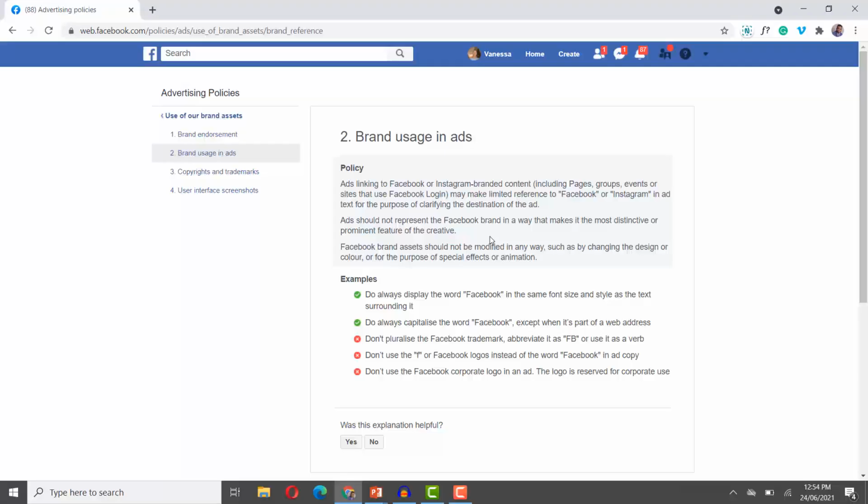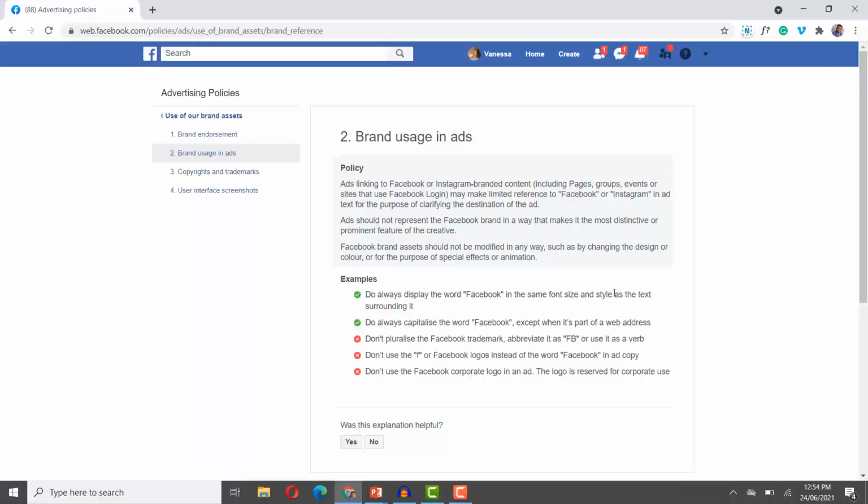It shouldn't look as though you are Facebook. Facebook doesn't want you to present your ad as though you're Facebook. So I could have advertised this course on Facebook with a very big Facebook logo and a Facebook framework of an ad and all that. Facebook doesn't want that. Facebook doesn't like that. Okay, so Facebook brand assets should not be modified in any way, such as changing the design or color, or for the purpose of special effects or animation. So you don't want that.